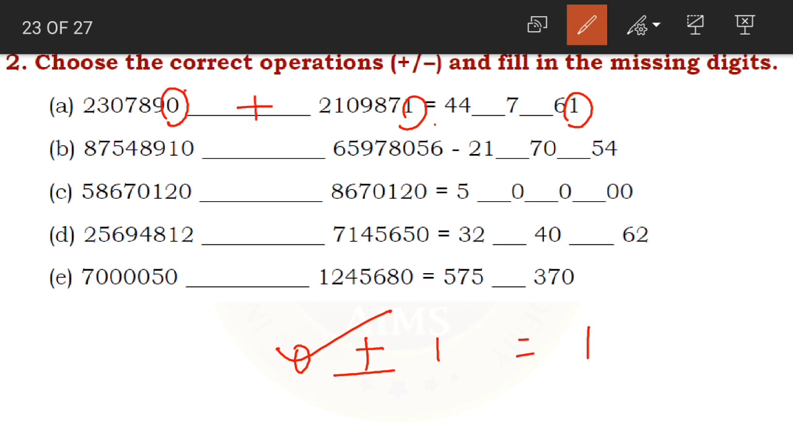Clear, children? Take the digits in the ones place. 0 plus 1 is equal to 1 here. So that means we need to add.